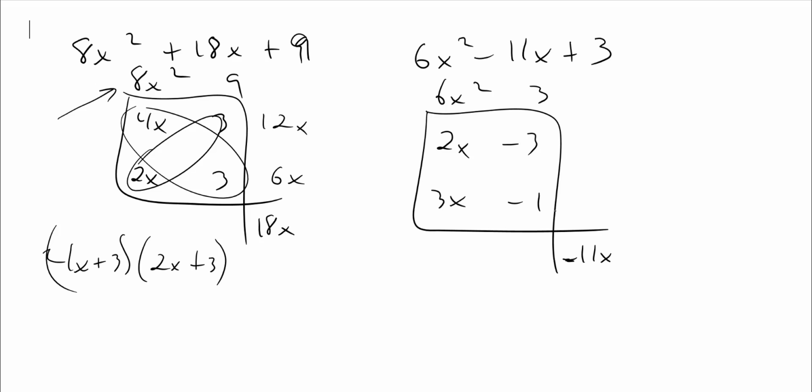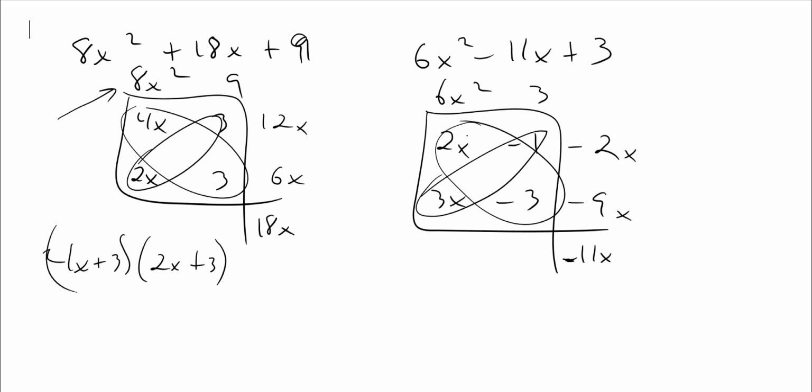That's negative 6 minus 3 is negative 9. Nope, not big enough. How about if I switch around? So I do negative 1, negative 3. That's negative 2, negative 9. Hey, all right. So that's it. So 3x minus 1, 2x minus 3. Okay? Pretty easy.